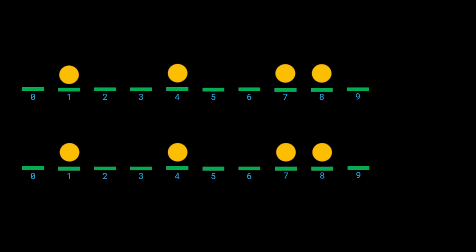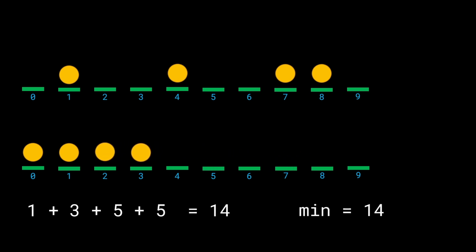So here's what we'll do. We'll ask the person sitting at the index 1 to move to the index 0. This will get a cost of 1. Then we'll ask the person sitting at the index 4 to move to the index 1 so that we can group them together. Then we'll ask the person at 7 to move to 2 and 8 to move to 3. In this way, we have grouped together all of the people and we have gotten the answer as 14.